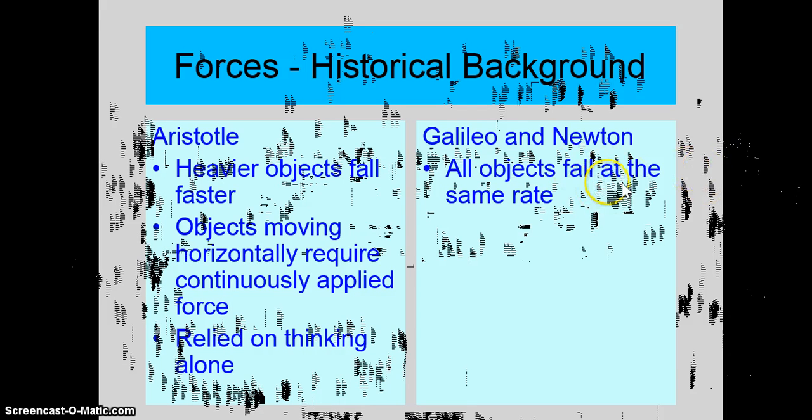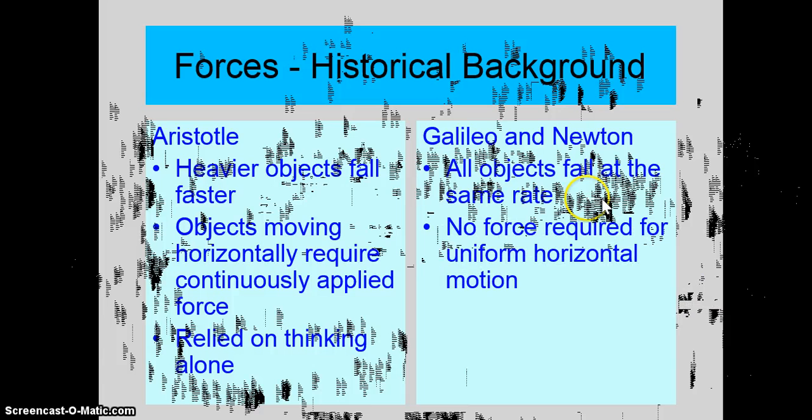So Galileo, making some observations from experiments that he had performed, realized that all objects fall at the exact same rate. And he realized that no force is required for uniform horizontal motion. A ball rolling across a table will just continue to do so, and it doesn't need a force to keep going.